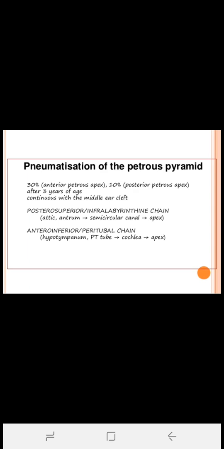As the name suggests, posterior superior means it arises from the attic and antrum, goes to the semicircular canal and then to the apex, that is the petrous apex. The other one is antero-inferior. From the hypotympanum, it goes to the peritubal area, then the cochlea, and then the apex.